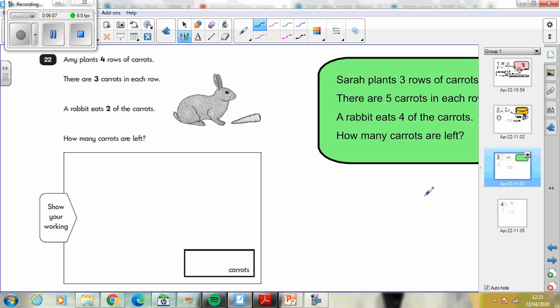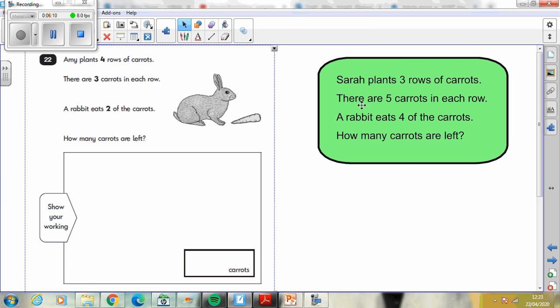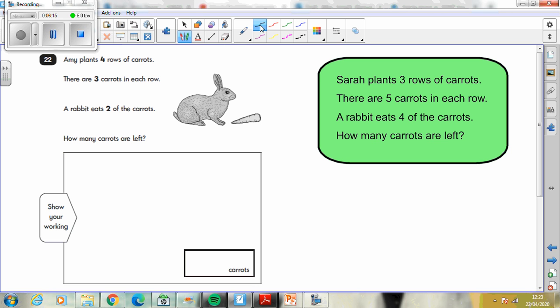Okay, so here's another example that I've created. This time, Sarah plants 3 rows of carrots, and there are 5 carrots in each row. So again, this is the first bit of information here. And then this is the next step, where a rabbit comes along and eats 4 of the carrots. So step 1, I'm going to draw out the problem. I'm going to work out how many carrots I have to start with.